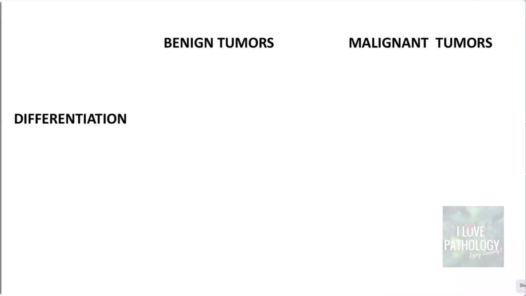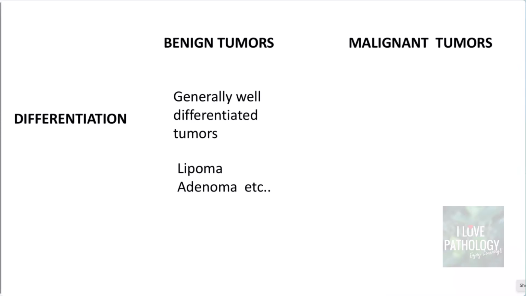So let me try to explain how we differentiate between benign and malignant tumors based on differentiation. Generally, all benign tumors are well differentiated tumors. For example, lipoma. What is a lipoma? Lipoma is a benign tumor of adipose tissue. All the tumor cells in lipoma look like a normal adipocyte, right? That means it resembles the native cell. Similarly, an adenoma looks like normal glandular cells.